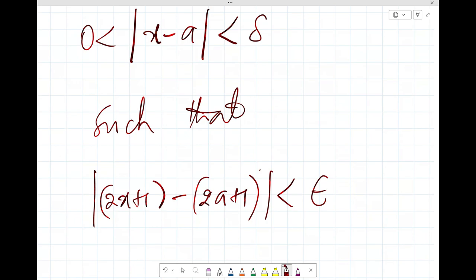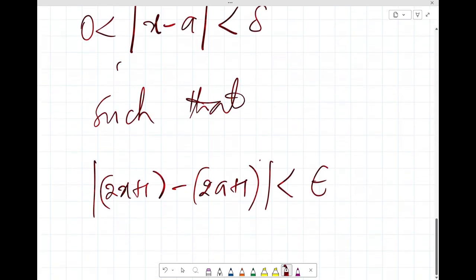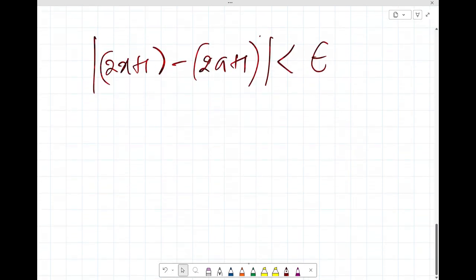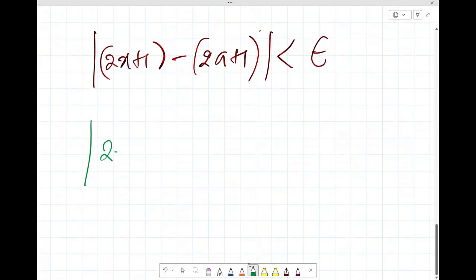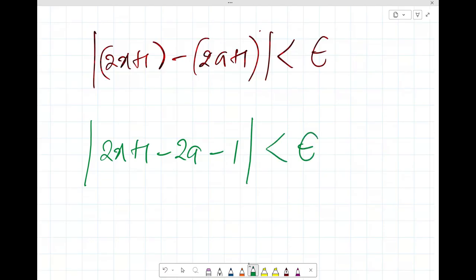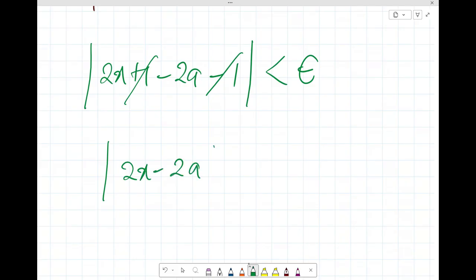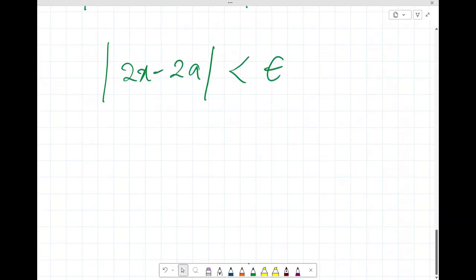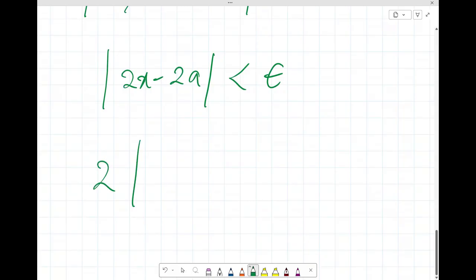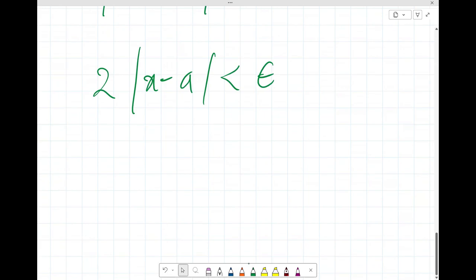So we want to work on this until we get x minus a in the center. I can change this, and I have absolute value of 2x plus 1 minus 2a minus 1 is less than epsilon. So plus 1 and minus 1 will go, so we have 2x minus 2a is less than epsilon. We can factorize 2, so 2 times absolute value of x minus a is less than epsilon. This is easy peasy. We can divide through by 2.